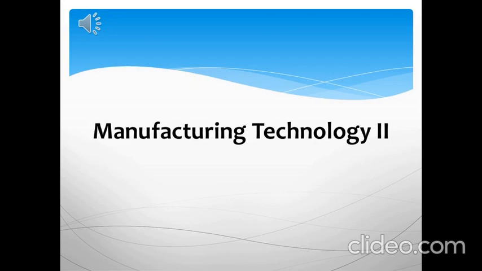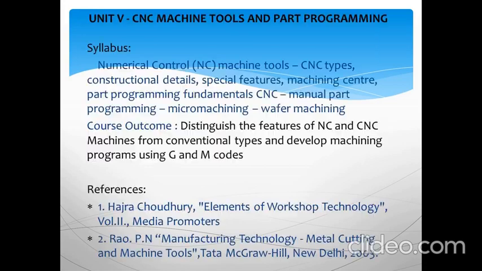In the third unit, we have discussed the constructional features of different types of milling machines, the shaper, the slotter and the planer, and also the gear formation and gear generation processes. In the fourth unit, abrasive processes and broaching, we have discussed the different types of grinding operations and finishing operations and also the broaching operations. Let us start the fifth unit, CNC machine tools and part programming.